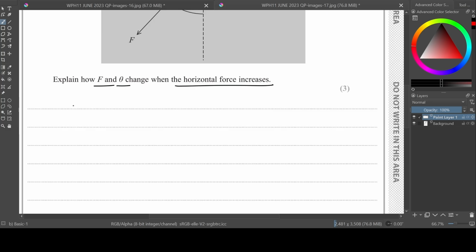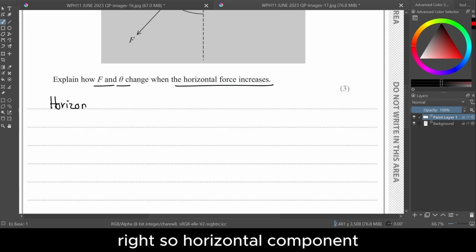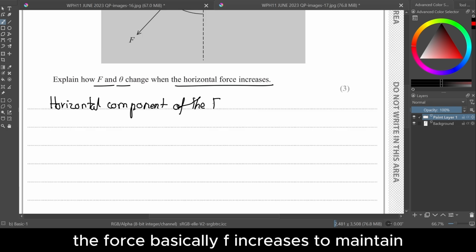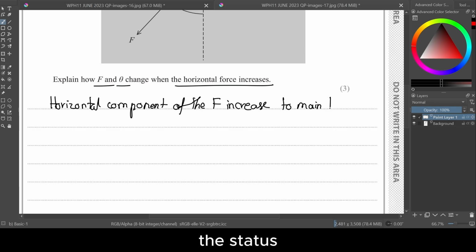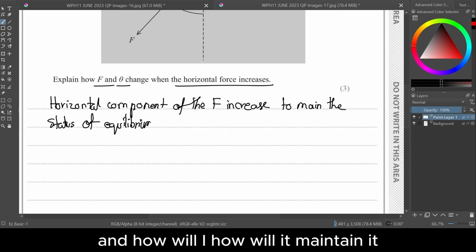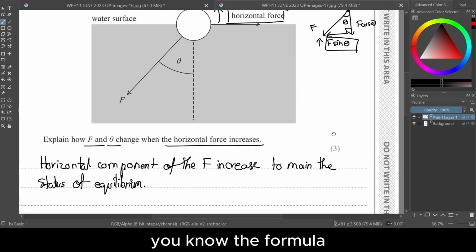So now first we will write about our horizontal component. So the horizontal component of the force, basically F, increases to maintain the status of equilibrium. Okay, and how will it maintain it? We have to explain it using the formula.